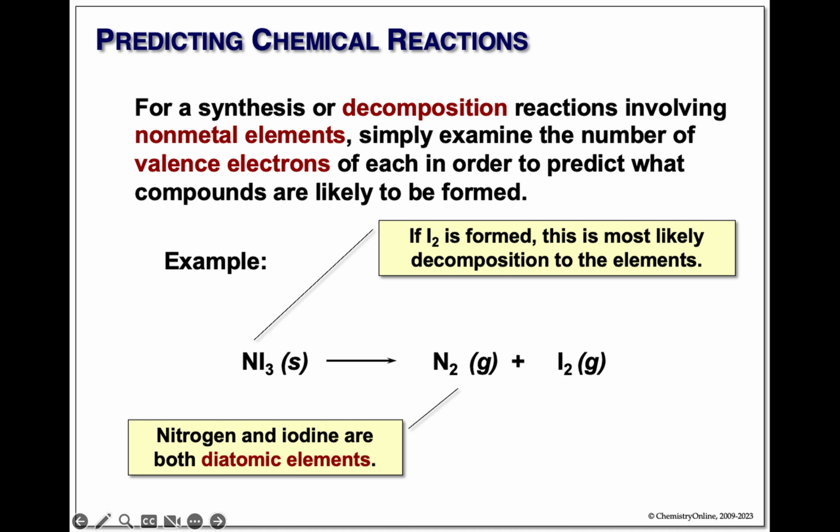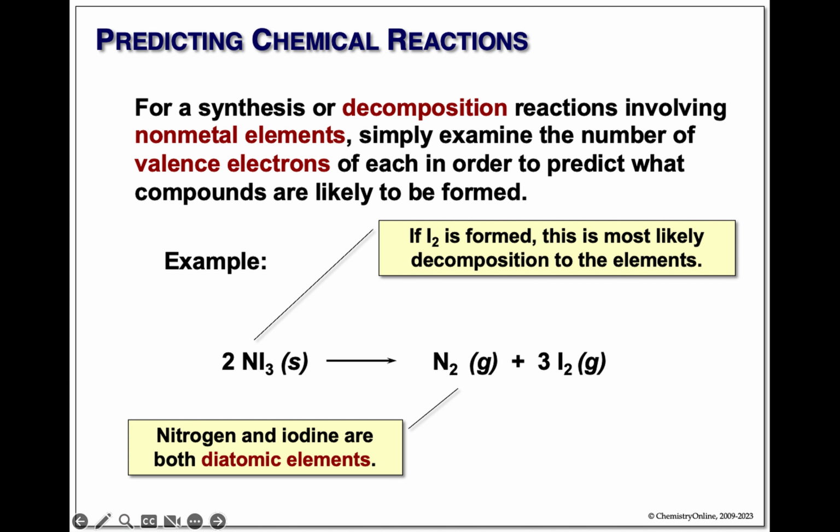Iodines, only 2. Let's double out here. That gives us 2 nitrogens, so that's what we need. We have 6 iodines, so we need 3 of these guys. Any questions?